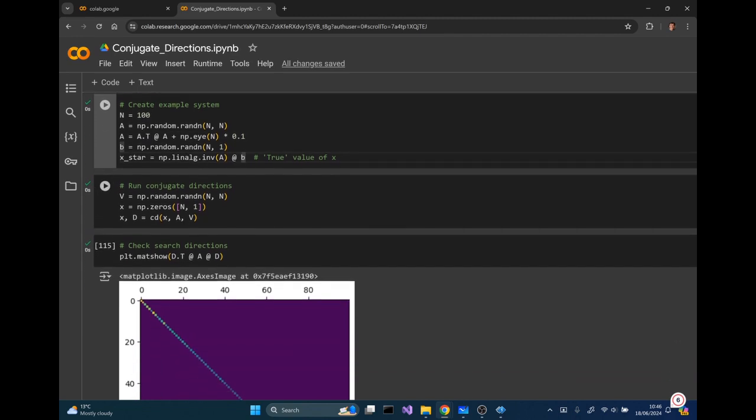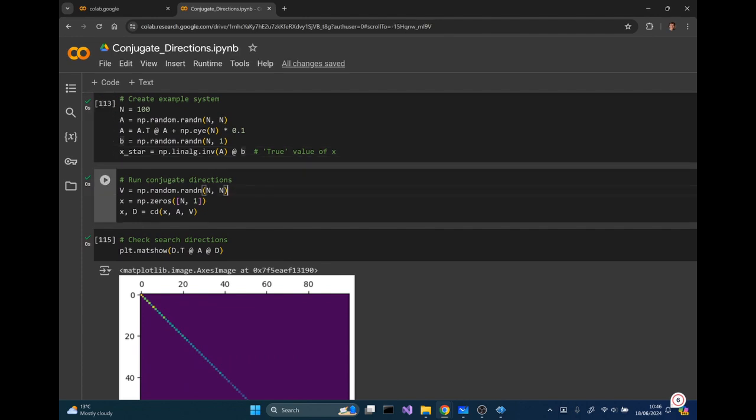So we're going to run the conjugate directions algorithm. We said that you have to choose the V's so that they're all linearly independent. Here I've just picked them randomly, being a little bit lazy. For the initial guess at X, I've just set that all equal to 0, i.e. a vector of zeros. Then here we run conjugate directions to output our estimate of X, and also, as we said, our matrix of search directions.